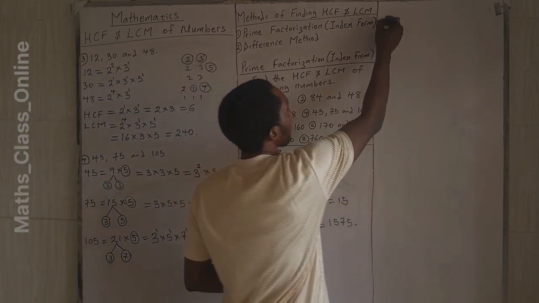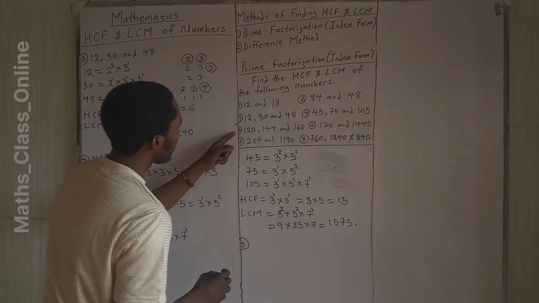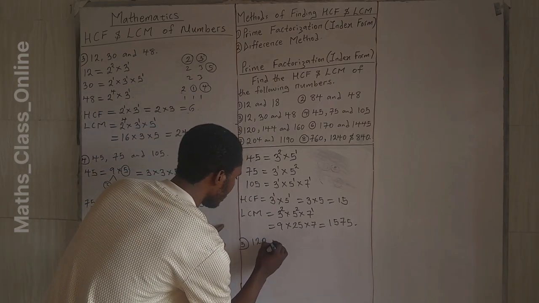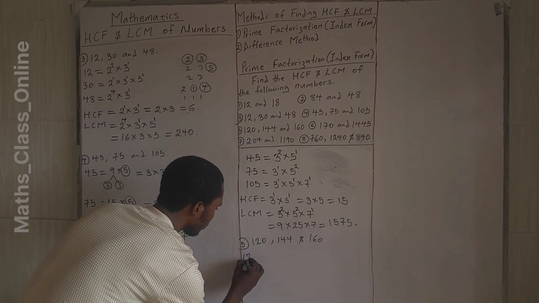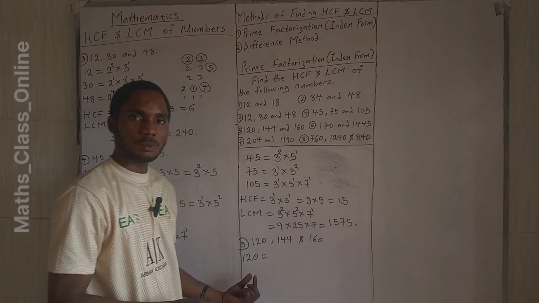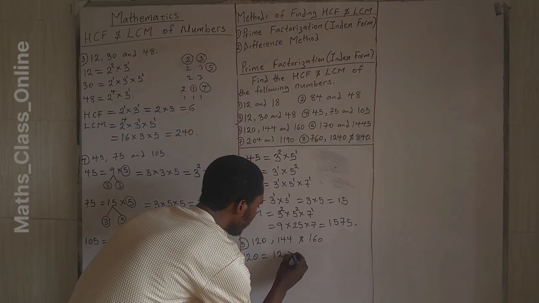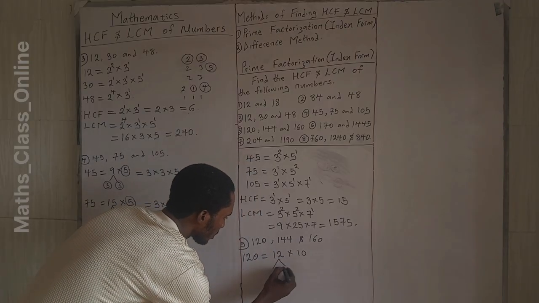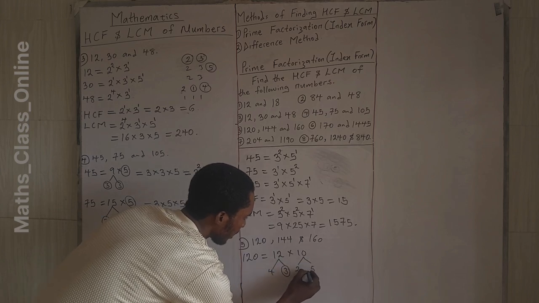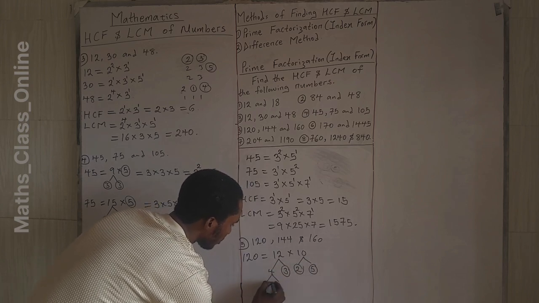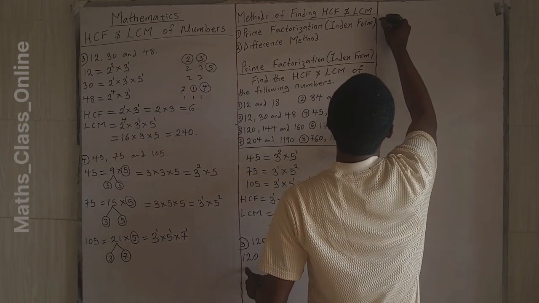Example 5. Let's start this here: 120, 144, and 160. We start with what? 120. This number is divisible by 10 because it ends with 0. So I can write this as 12 times 10. This is what? 4 times 3. 3 is prime, and this is 2 times 5. Prime, prime. 2 times 2.